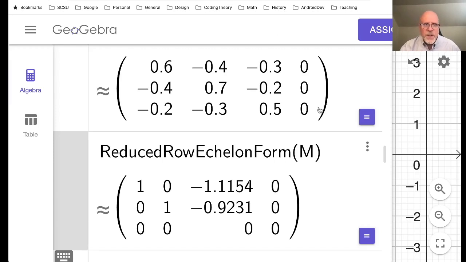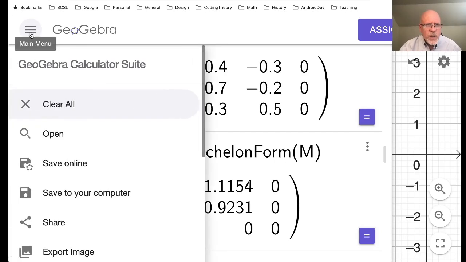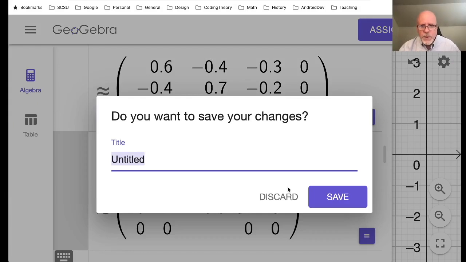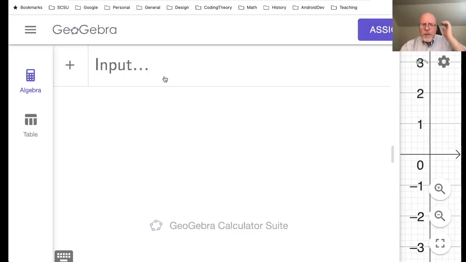But you're seeing the right stuff there. Actually, I'm also going to just clear out what we did previously on GeoGebra. Let's discard the changes.